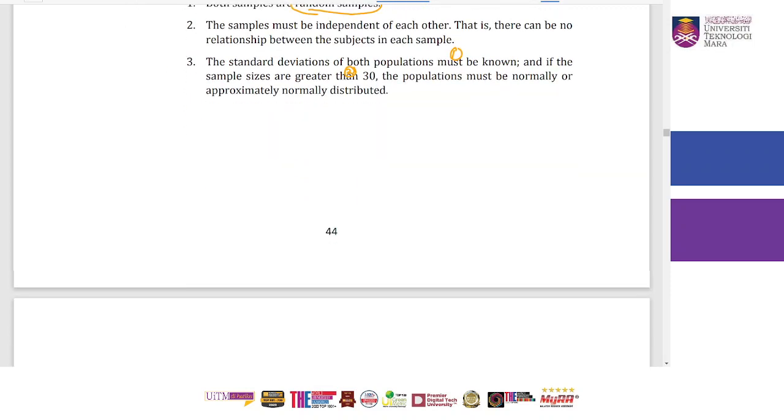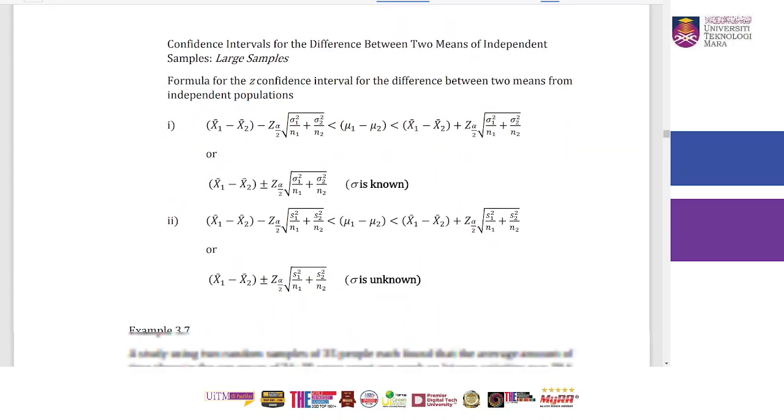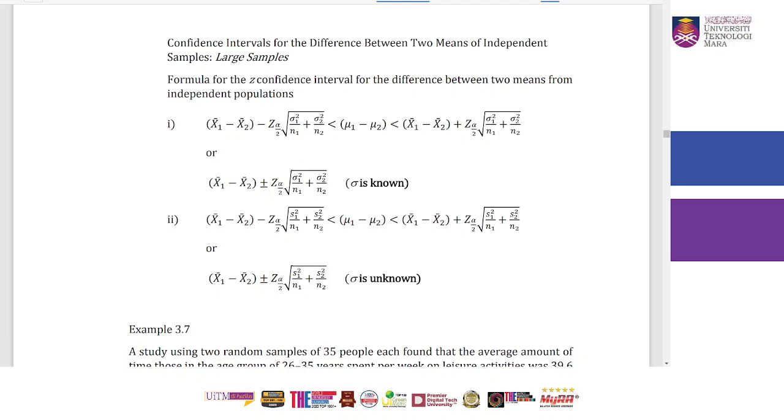Okay, so apa formula dia? So ini adalah formula dia untuk confidence interval yang known dengan unknown. Okay, ada beza kat situ kan? So beza sikit dia, tak ada beza banyak sangat eh.